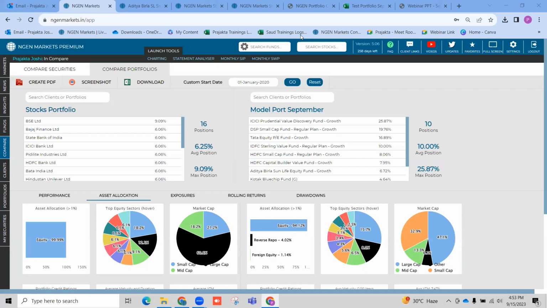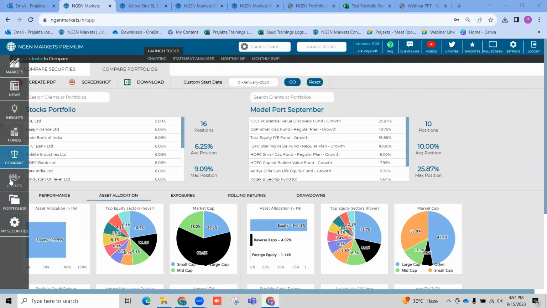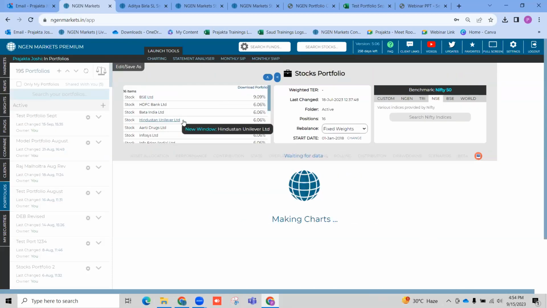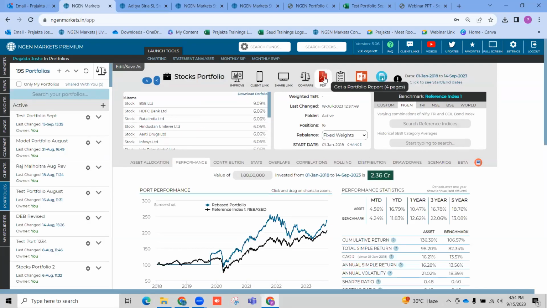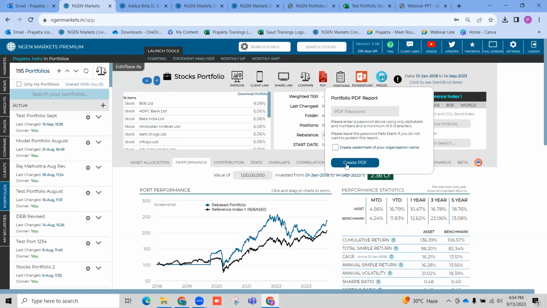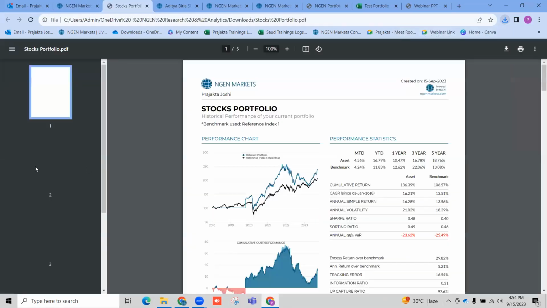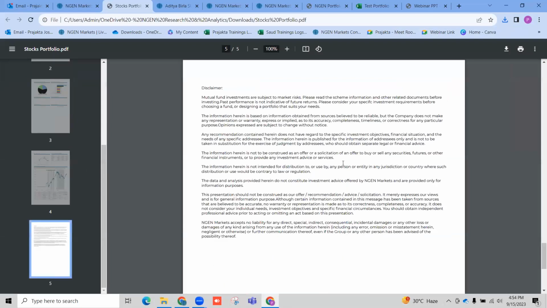So there's one question in the chat box which says, can we use the disclaimer for a stocks suggested portfolio as well? Yes, of course. Any portfolio that you have, you generate a PDF or a PPT, this disclaimer will come. Let me quickly show a stocks portfolio. This is a stocks portfolio I have. I've loaded this. The moment I click on the PDF or PPT option, it will come with a disclaimer, irrespective of whether it's a mutual fund portfolio or a stocks portfolio. The last page.